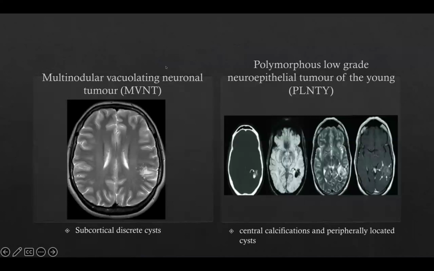Other tumors that may also be associated with epilepsy include multinodular and vacuolating neuronal tumor, where you see small cysts more at the subcortical regions. You can also see the polymorphous low-grade neuroepithelial tumor of the young, its short form is PLNTY, where there are classic central calcifications and peripherally located cysts. Other tumors that may also be associated with epilepsy include pilocytic astrocytoma, pleomorphic xanthoastrocytoma, as well as angiocentric glioma.